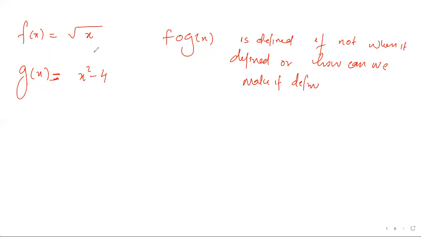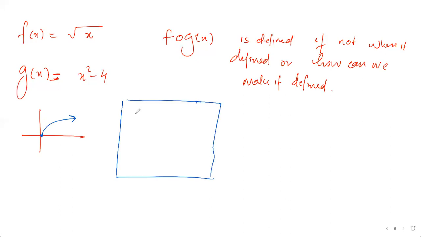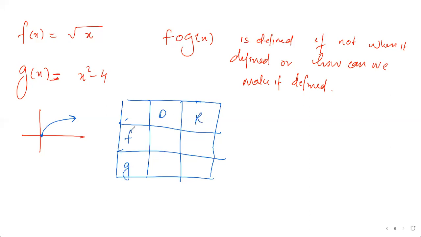So first thing is, let's just look at this. If I look at the f of x graph, this is the root x graph. If I make a matrix here, with domain and range for f and g, then for f of x you can see the domain is x greater than or equal to 0 and the range is y greater than or equal to 0.